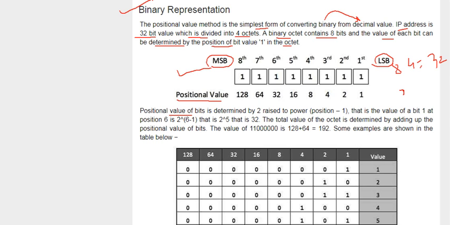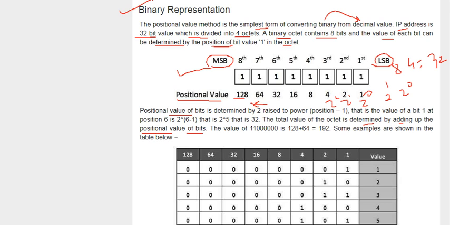It has a positional value because it is a decimal value, so we write this binary number in powers of 2, like 2 raised to 0, 2 raised to 1, like that. So 2 raised to 0 is 1, 2 raised to 1 is 2, 2 raised to 2 is 4, 2 raised to 3 is 8, like that. For 8 bits the maximum is 128. So the total value of the octet is determined by adding up the positional values of the bits.